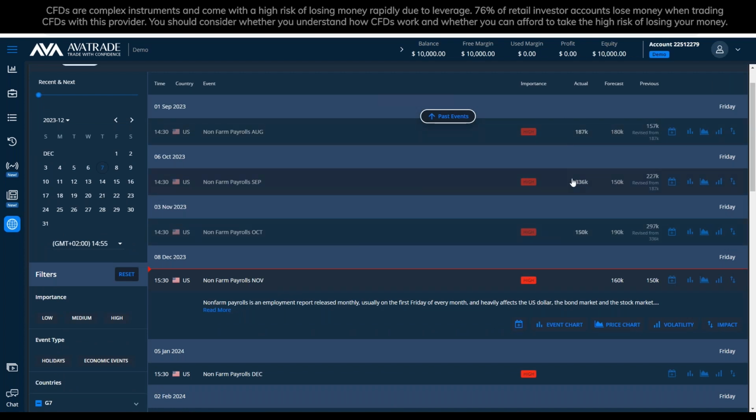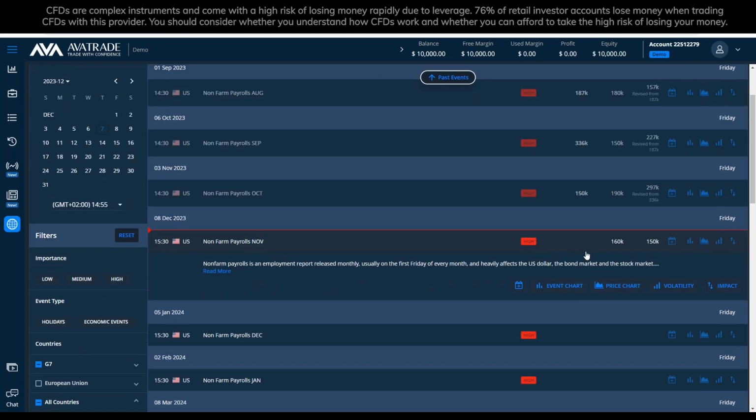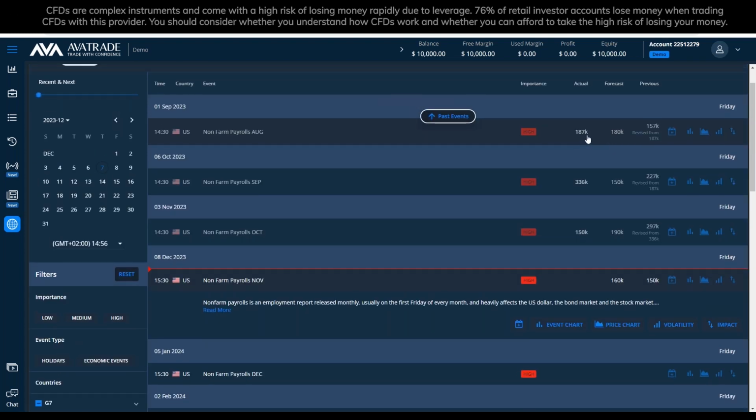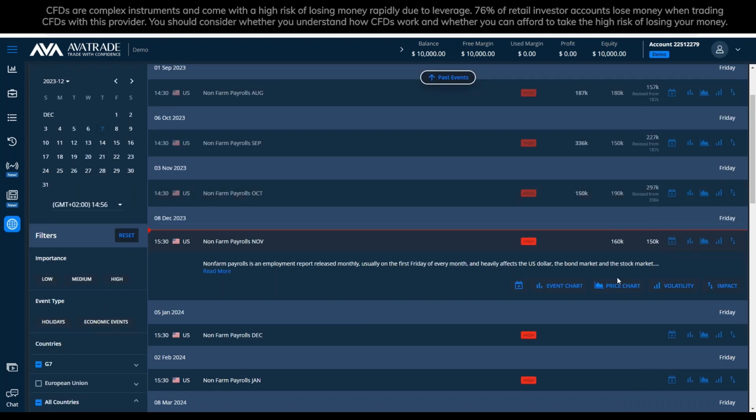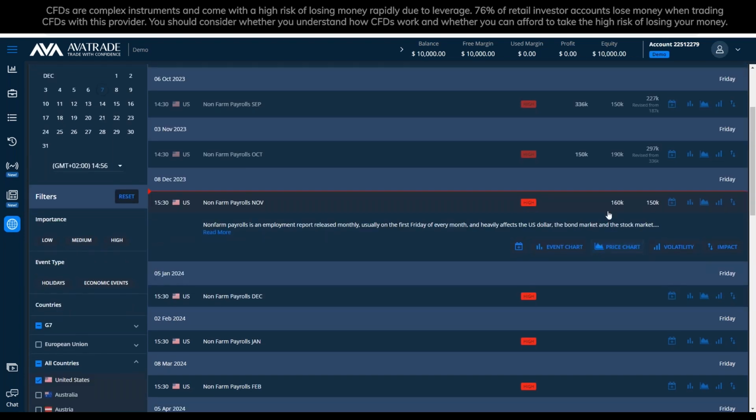Okay? So if I follow everything that is here, this is the difference. You see what's written here? 187 revised from 187. 297 revised from 336. 150 will be revised from the 150. Never mind. So the idea is, what will happen if the actual will be higher, if the result will be more employment? We now have more people working and paying taxes, driving the economy. What will happen with the dollar?